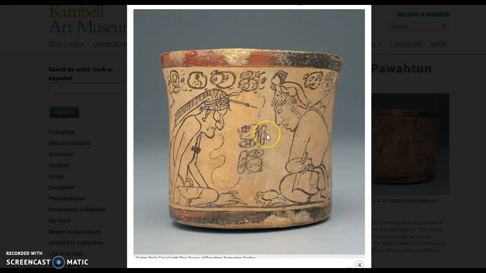Okay. So the next one is the codex style vessel with 2 scenes of Pawatun instructing the scribes. It was possibly found in Mexico or Guatemala, and is part of the Mayan culture. It was created in the late classical period, about AD 600 to 900. It is made with ceramic and monochrome decoration.